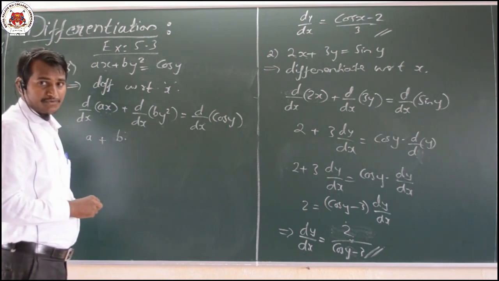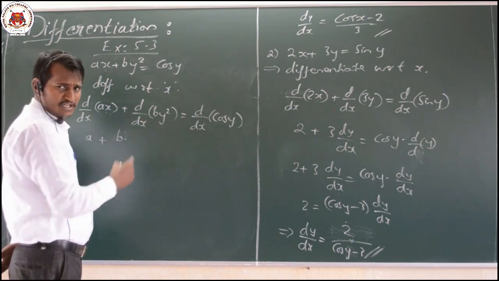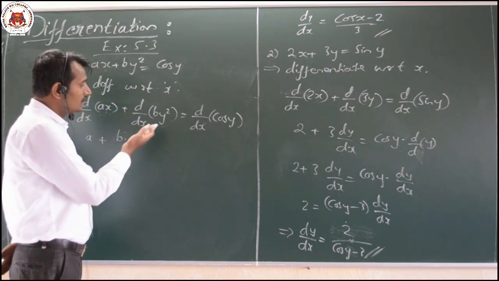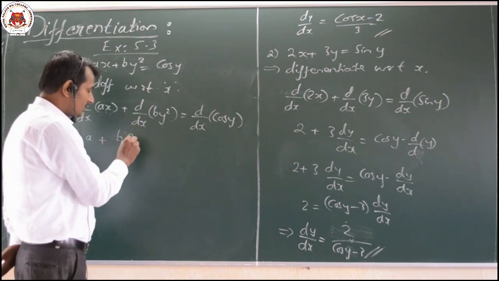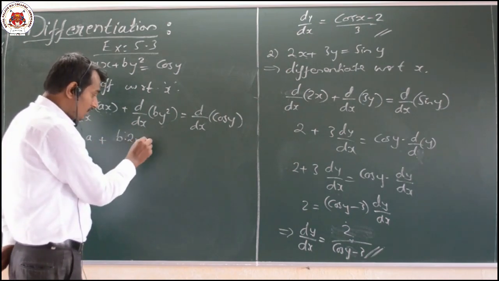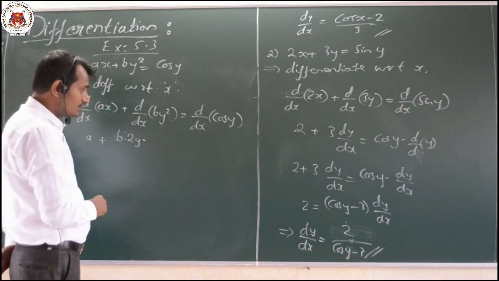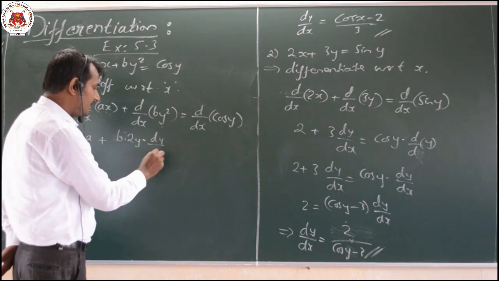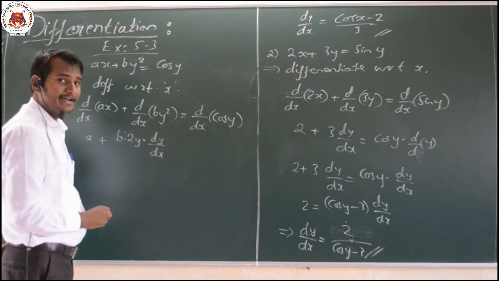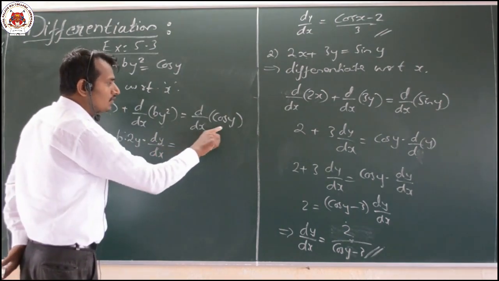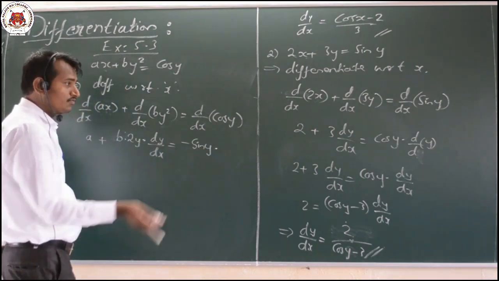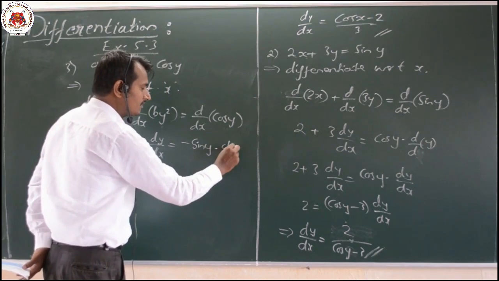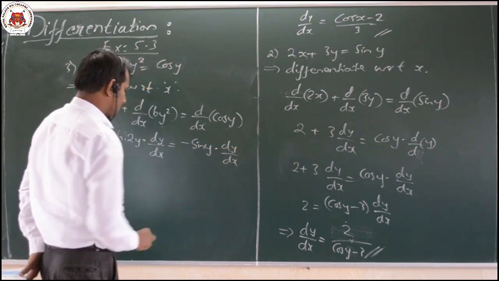Y square derivative, treat it as x square. If we treat it as x square, the differentiation of x square becomes 2x. In the same way, y square differentiation becomes 2y. Further, it is a composite function, chain rule. What happens here? dy by dx. Further, differentiation of cos y becomes minus sin y into further differentiation of this y, which becomes dy by dx.